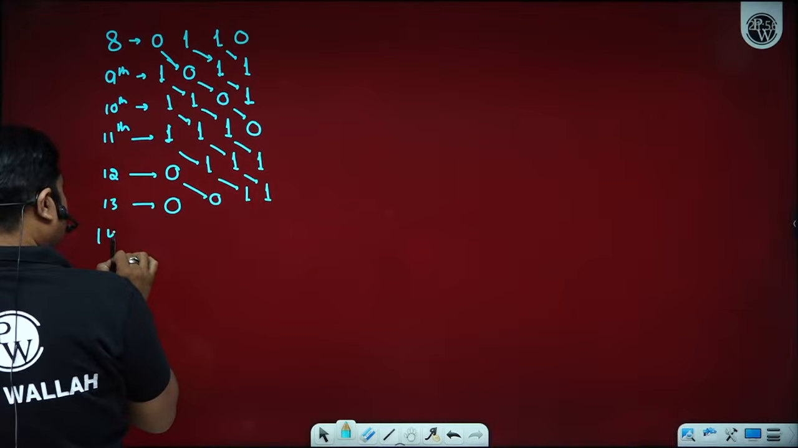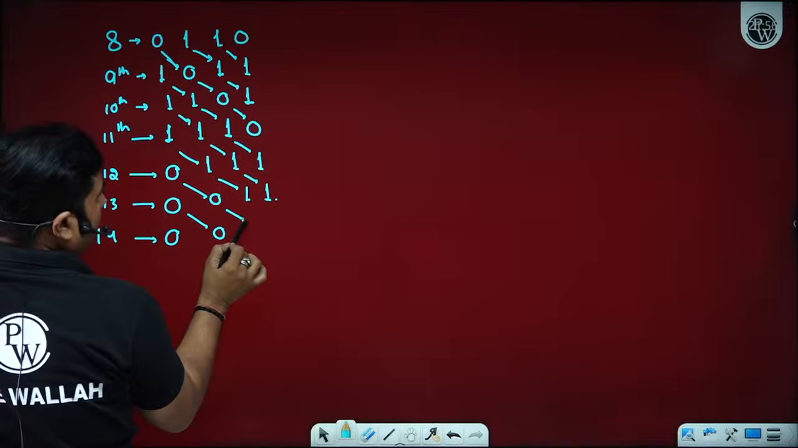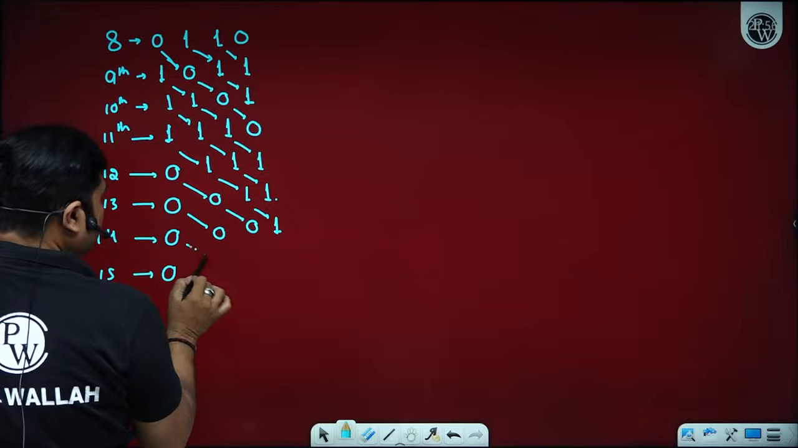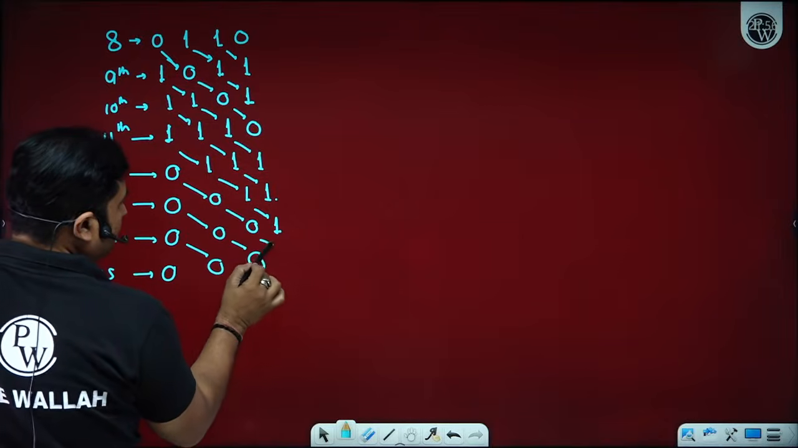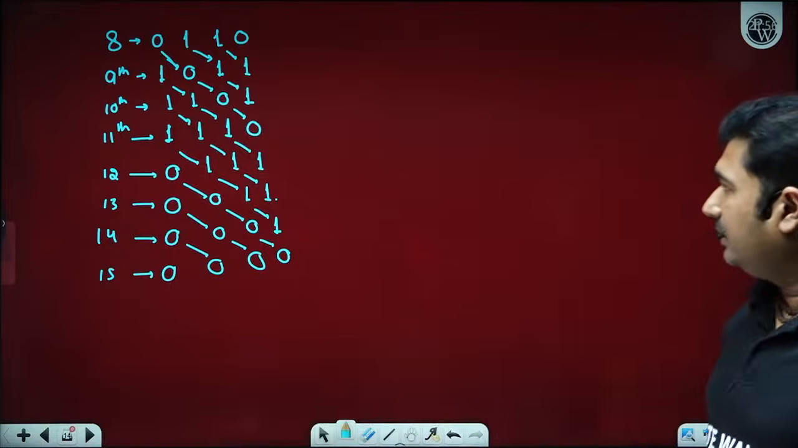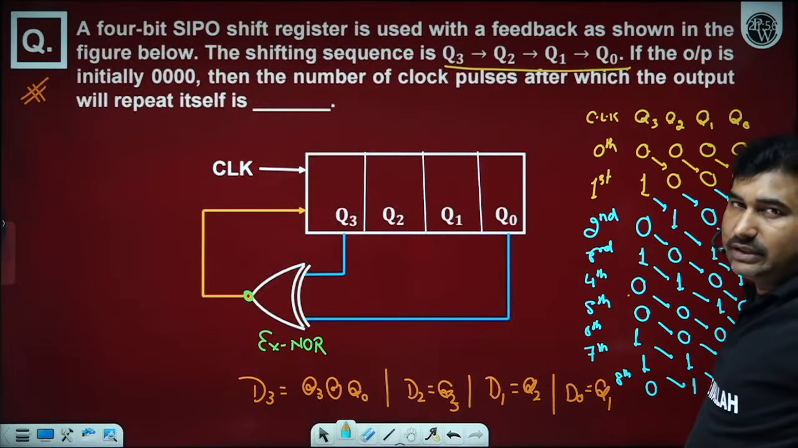On the 14th clock pulse, we get different, so 0, 0, 0, 1. On the 15th clock pulse, we get 0, 0, 0, 0. So 15 clock pulses are required to get the 0, 0, 0, 0 data again. How many of you are able to understand?